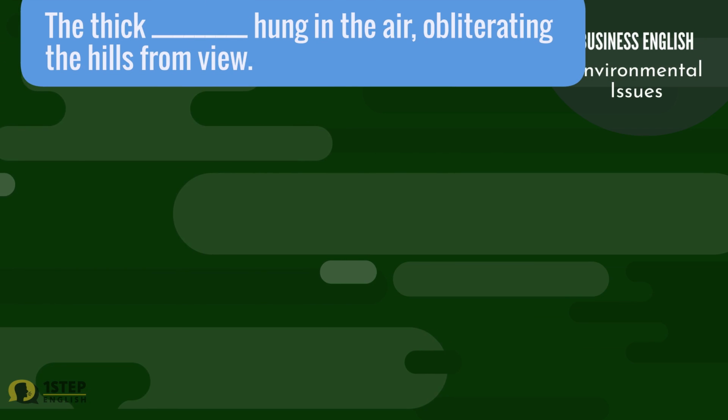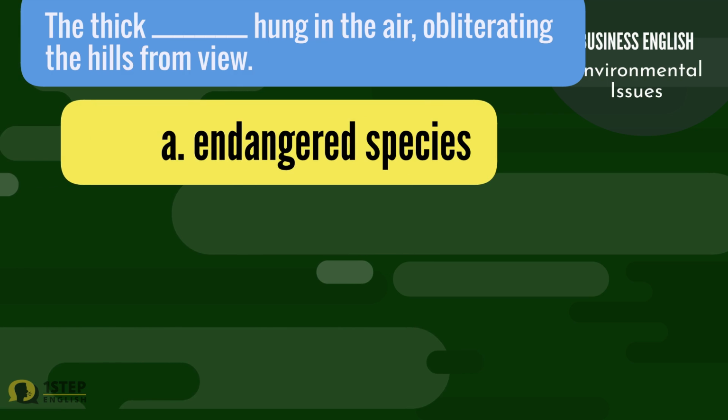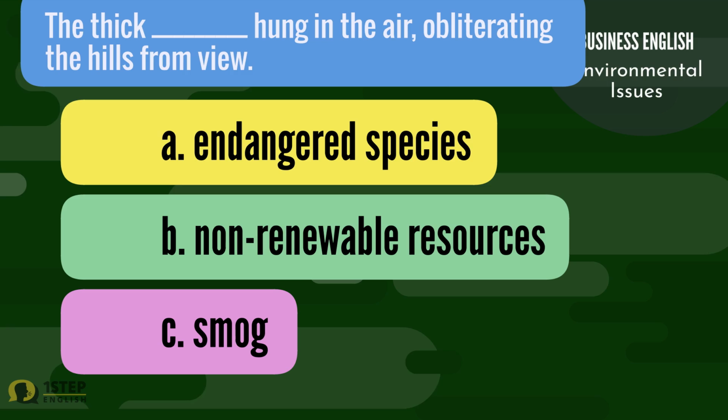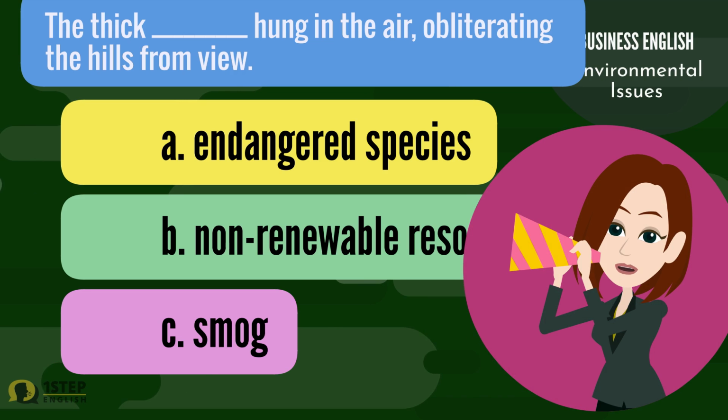The thick hung in the air, obliterating the hills from view. Letter A. Endangered species. Letter B. Non-renewable resources. Letter C. Smog. The correct answer is letter C. Smog. The thick smog hung in the air, obliterating the hills from view.